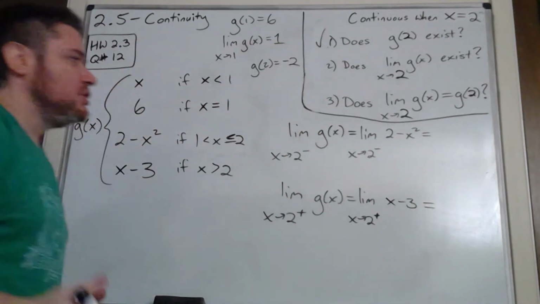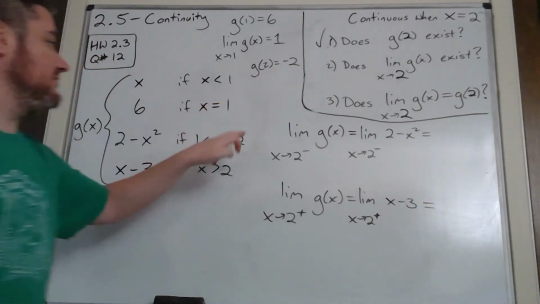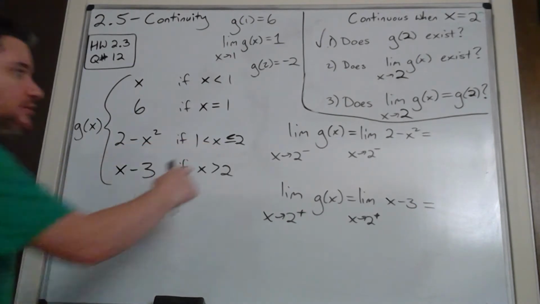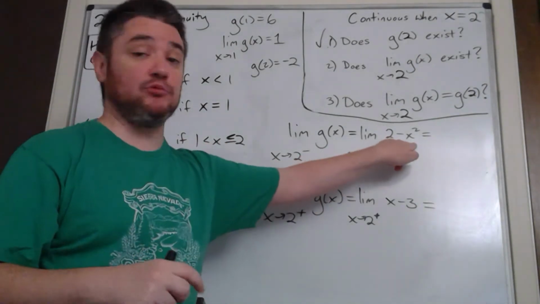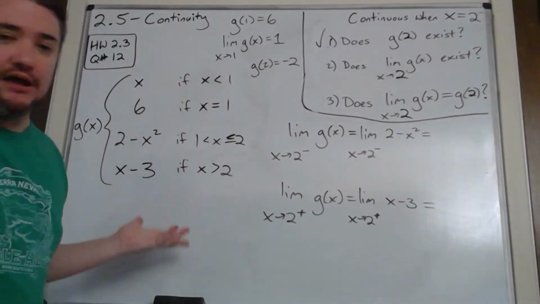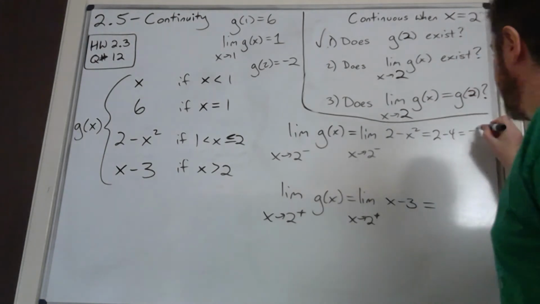Okay. So notice, when I calculated g of 2, I plugged 2 into this rule because of the equal bar right there. Now I'm plugging 2 into the same rule because of the less than, right? But the calculation is exactly the same. I'm going to get 2 minus 4, and we're going to get negative 2.